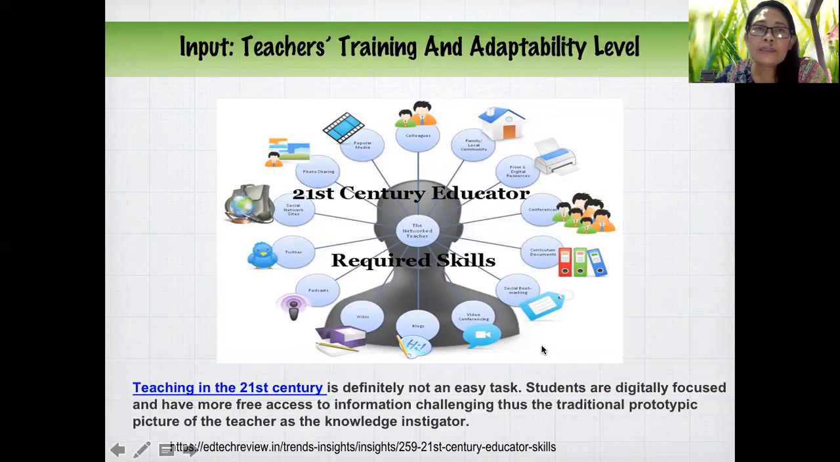So the input is teachers' training and adaptability level. We know the fact that as we consider the ages or the profile of the students, we also consider the profile, the readiness and adaptability level of our teachers. We should consider their readiness and adaptability on the digital classroom.